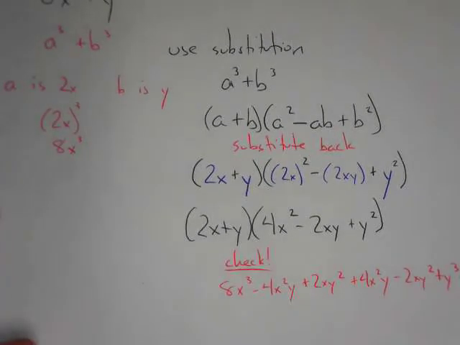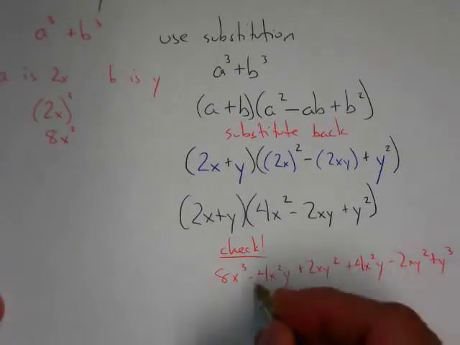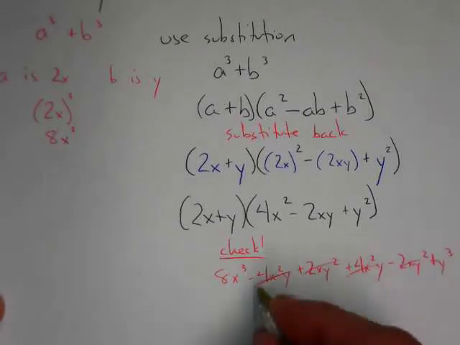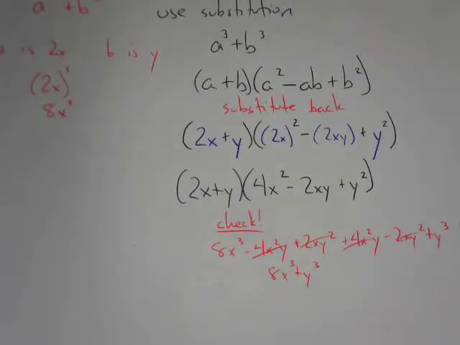Now we can combine our like terms. Minus 4x squared y plus 4x squared y totally cancels, and plus 2xy squared minus 2xy squared cancels. What are we left with? Our original sum of cubes. And so that's why I said that format for number one totally works. It works out every time for the sum of cubes.